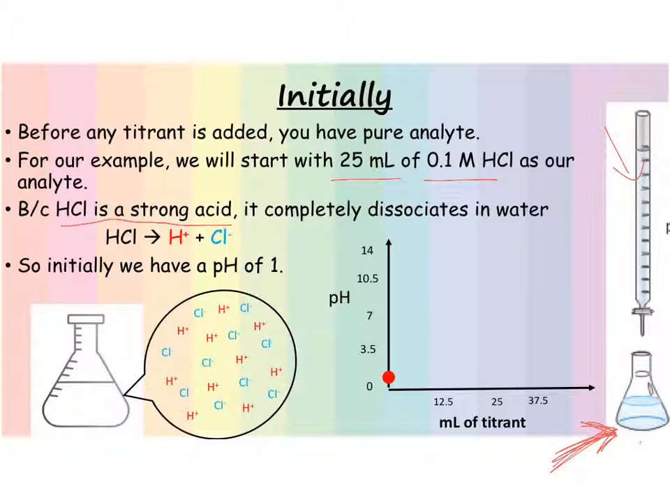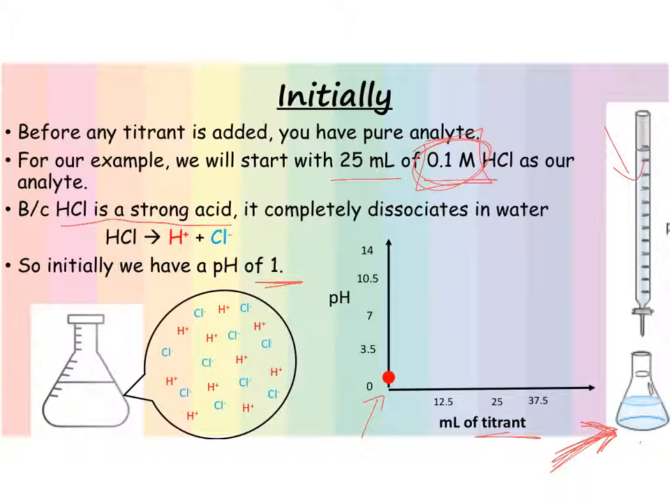Because HCl is a strong acid, it dissociates completely, so it's going to completely break up in water. So what that means is whatever the concentration of the acid is, that is the concentration of the H+. So if I negative log that to get my pH, so pH equals negative log of the 0.1, then I get an initial pH of 1. So as you can see on the little graph here, we've got a point for pH of 1 when 0 mL of the titrant have been added.